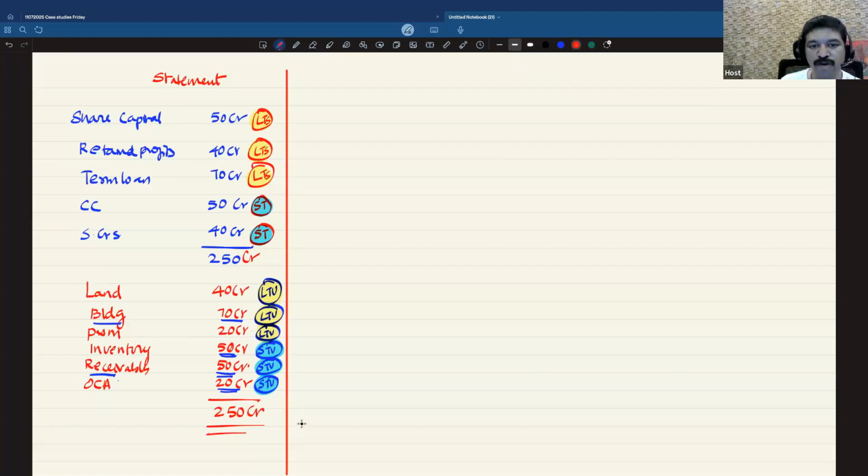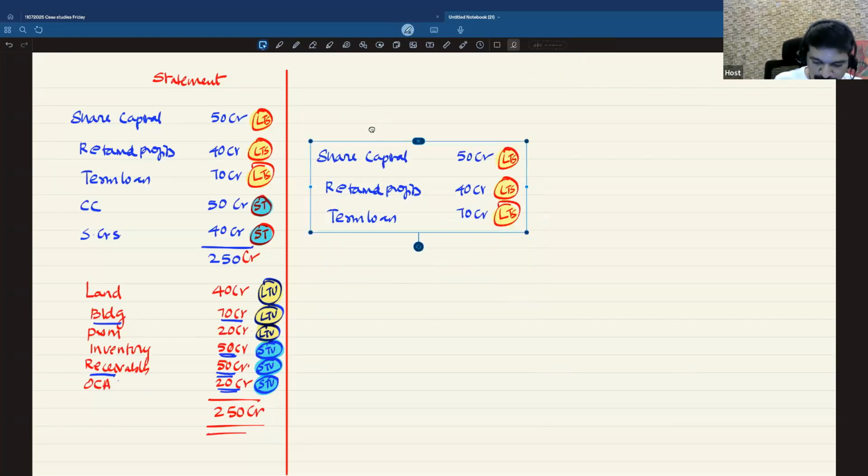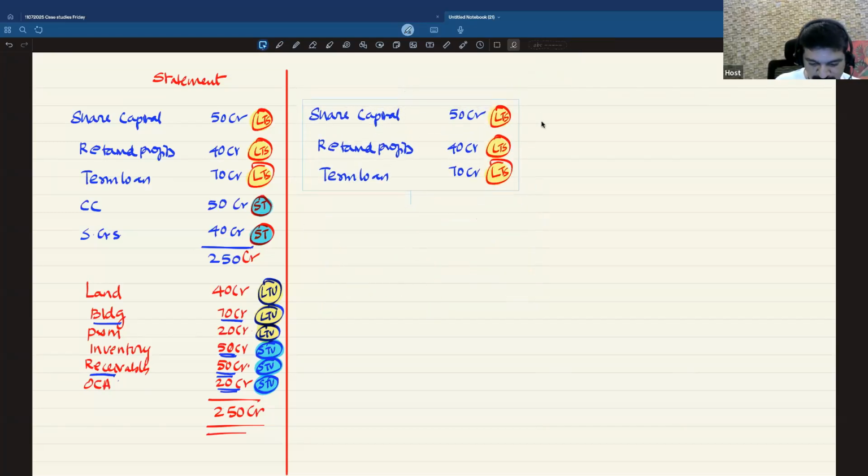Here, this is a blunt format. We should ideally change the format so it will make more sense. So what we will do, we will take the long-term sources and put them here. These are all long-term sources, right? So what is the total long-term source? Can somebody tell me? It makes the total long-term source 160 crore.